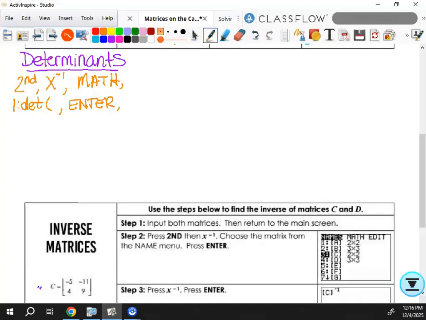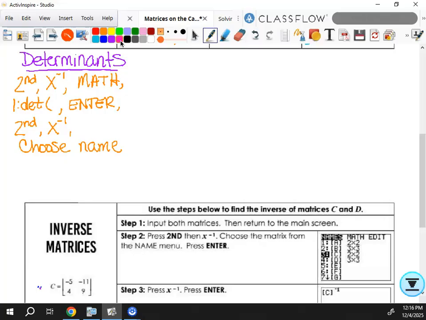Then we do second, x to the negative 1 again to get back into the matrices, and then you choose the name that you want. That'll make sense once we get it, but I want you to have it written down also, so that if you need to go back and look at what to do, it's there. Okay. So we entered 2 matrices, C and D.